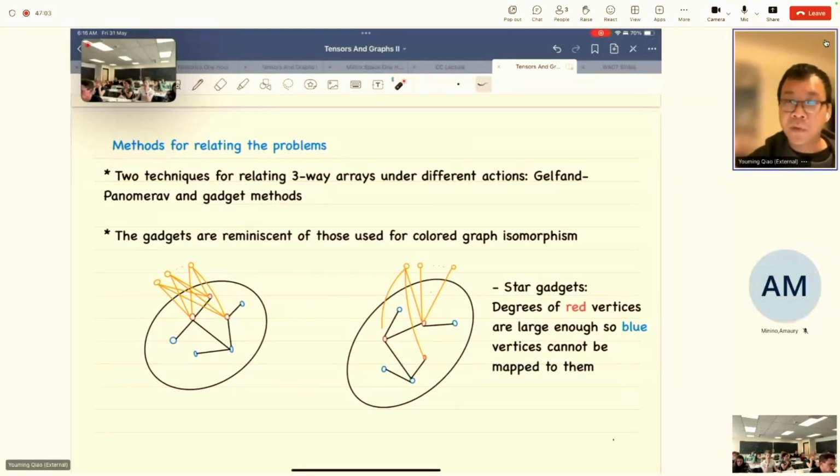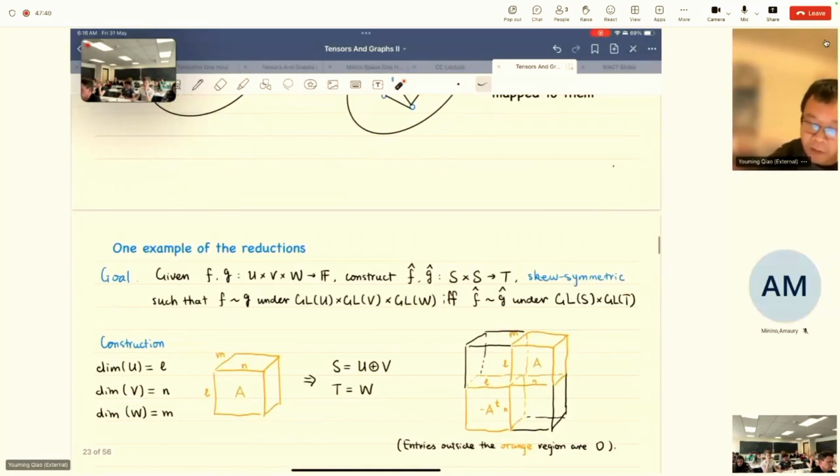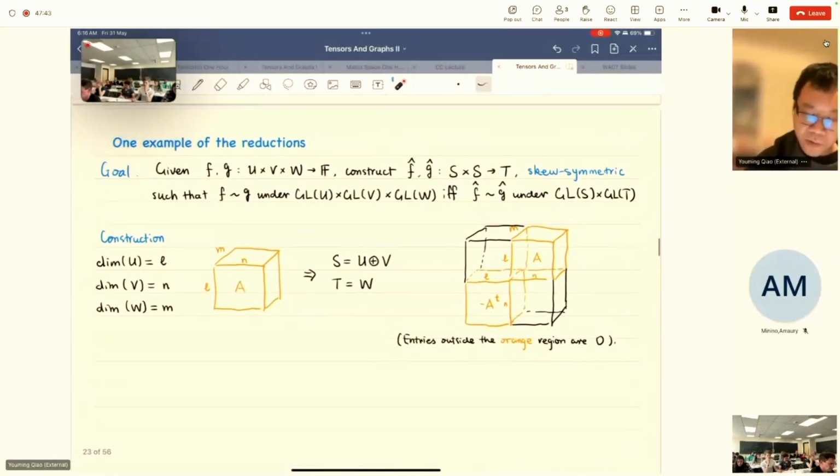So this gives you a distinction between the red vertices and the blue vertices, which means that you have to map the red ones to red ones. Of course, you do the same gadget on each side, on both graphs, so that because of degree, you have this distinction between red and blue. So when you do graph isomorphism on these extended graphs, the red and blue colors will be automatically preserved without this color information. So that's the reduction from colored graph isomorphism to ordinary graph isomorphism.